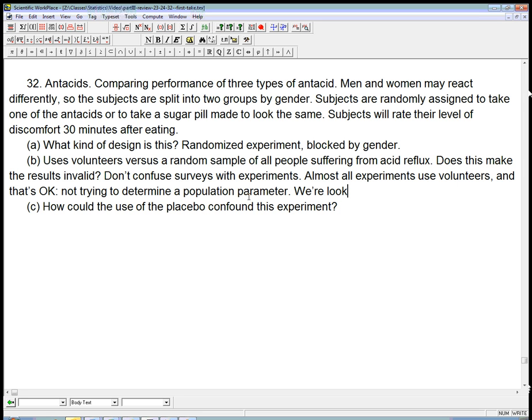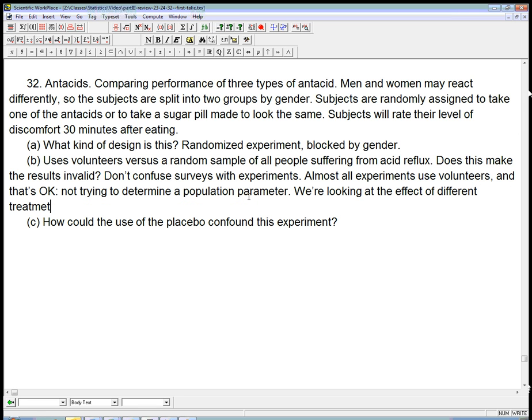We're looking at the effect of different treatments and comparing. So for the most part, that's okay. I should mention, I think there is something that you can still worry about here. There could be a concern that people who volunteer for a study might systematically respond differently than the rest of the population. So I think the book is right to emphasize that you just don't want to invalidate all studies like this. Then you could just never get anything done.